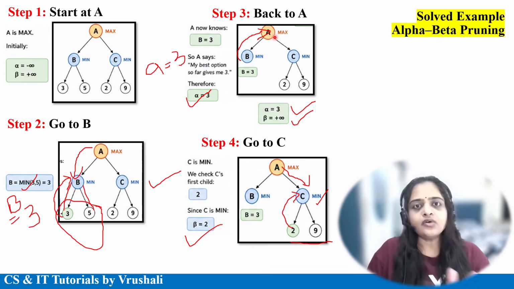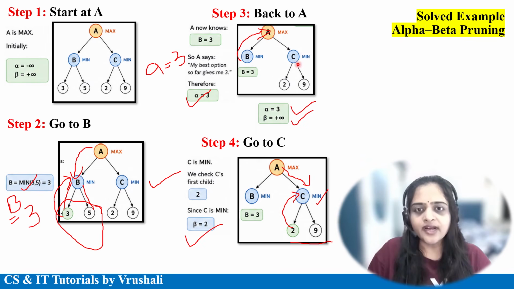Okay. Now explore the right side. So right side node is C. C has total 2 childs, 2 and 9. Which one is minimum? 2. So store this value in C, that is C equal to 2. And again this value sent towards the back A, that is beta equal to 2. Okay. So now alpha equal to 3 and beta equal to 2.